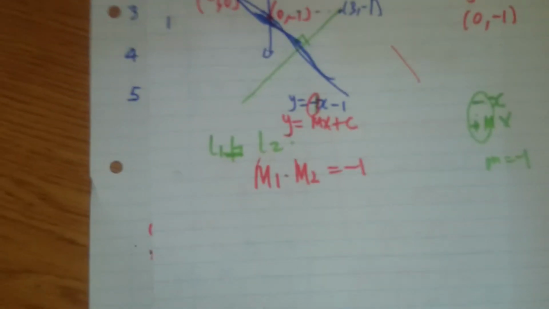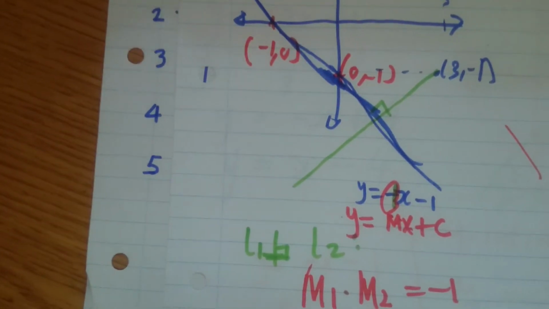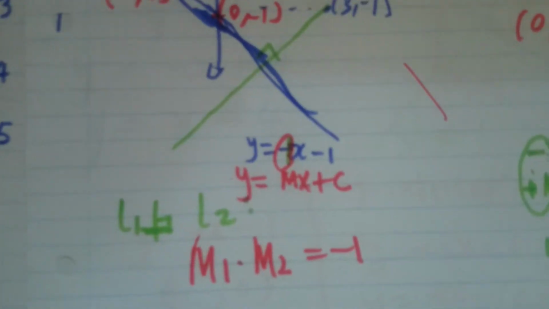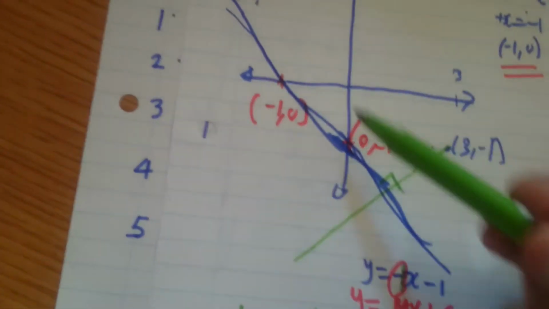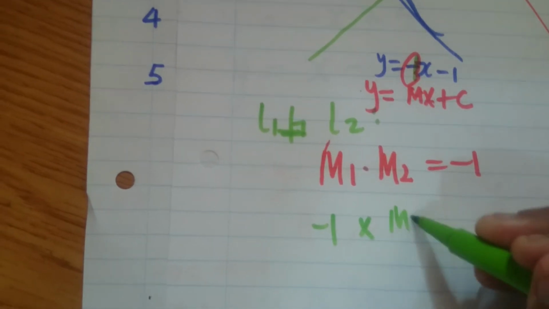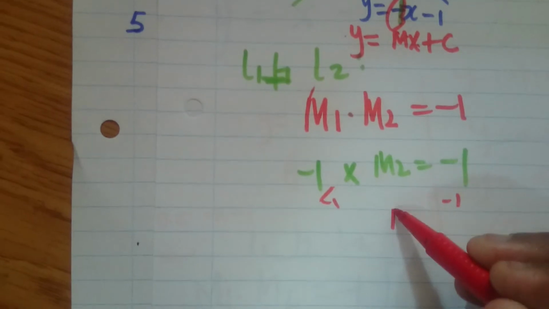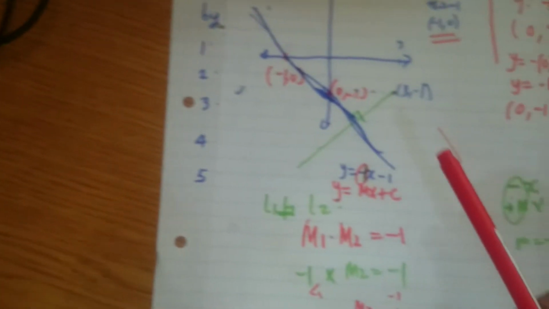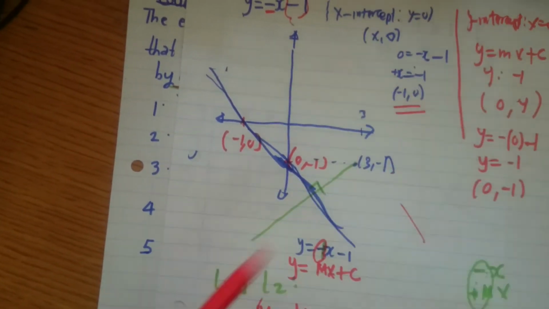So now we have the slope of the given line, which is negative 1, and we have to multiply it by the slope of the second line. Why do we multiply? Because these two lines are perpendicular. They make an angle of 90. So the slope of the first line, negative 1, times the slope of the second line, which we don't know, equals negative 1. Dividing by negative 1, the slope of the second line equals positive 1. It makes sense because any line which goes in this direction has a positive slope. It doesn't matter where, but it's a positive slope.